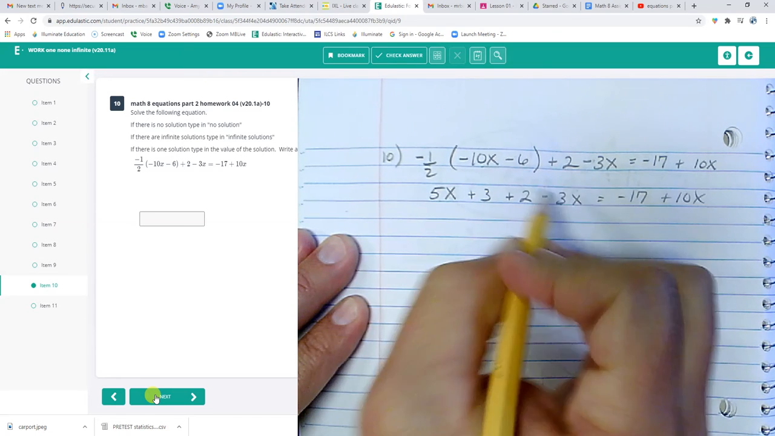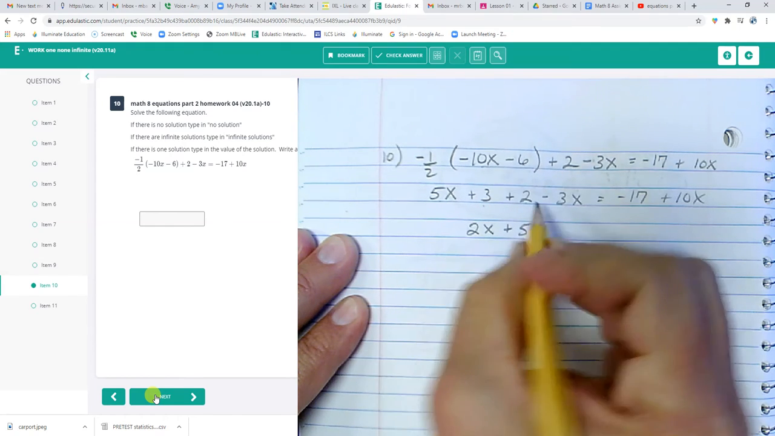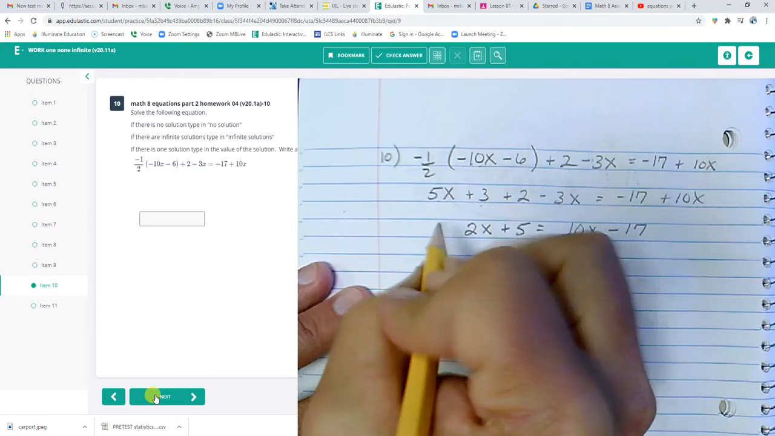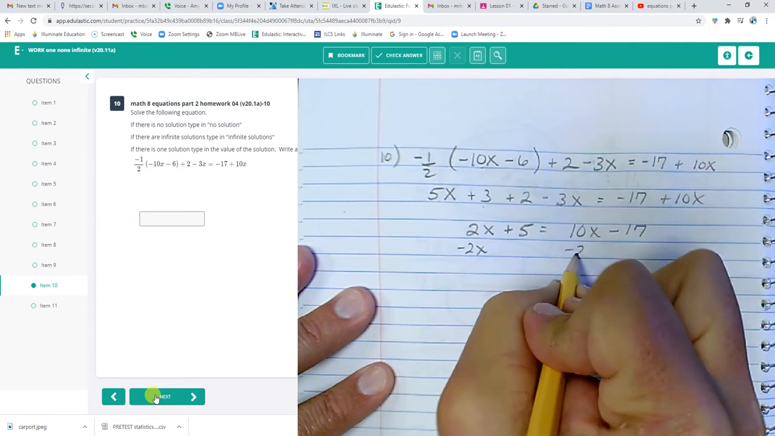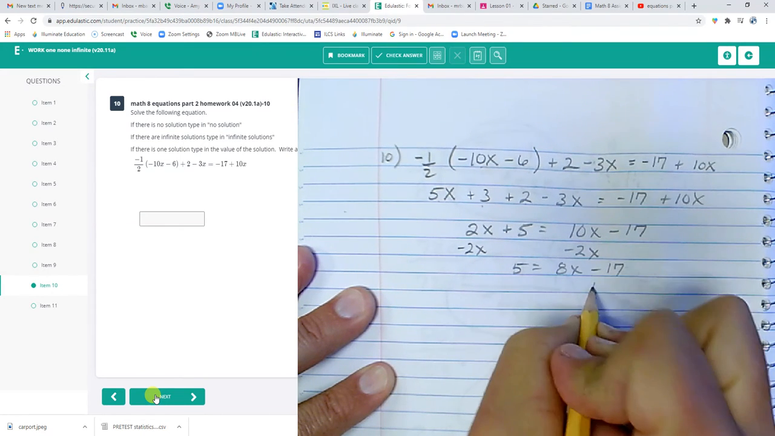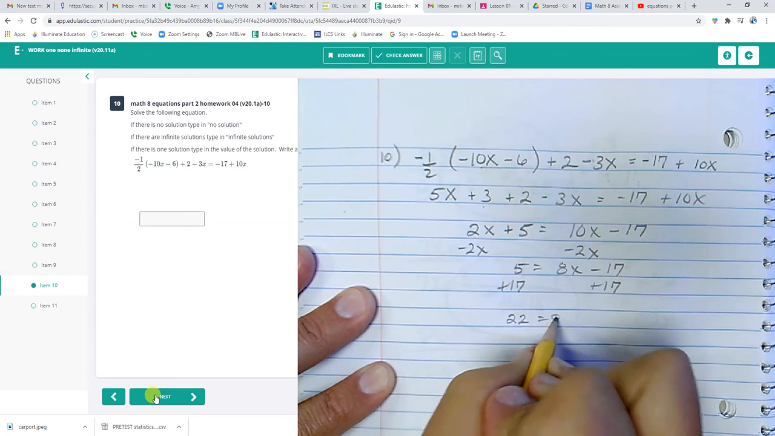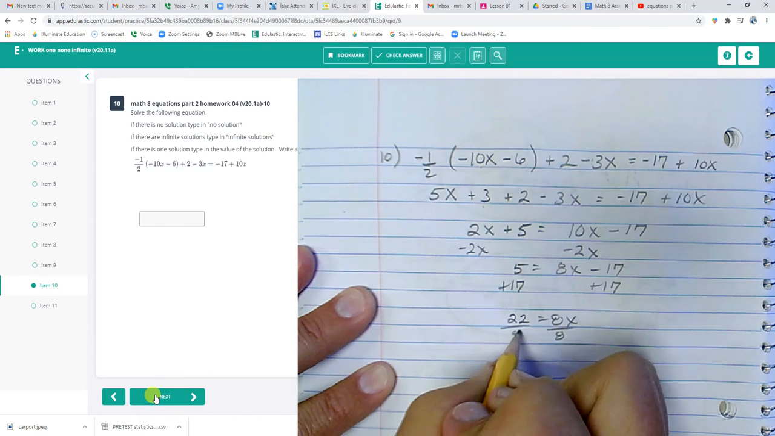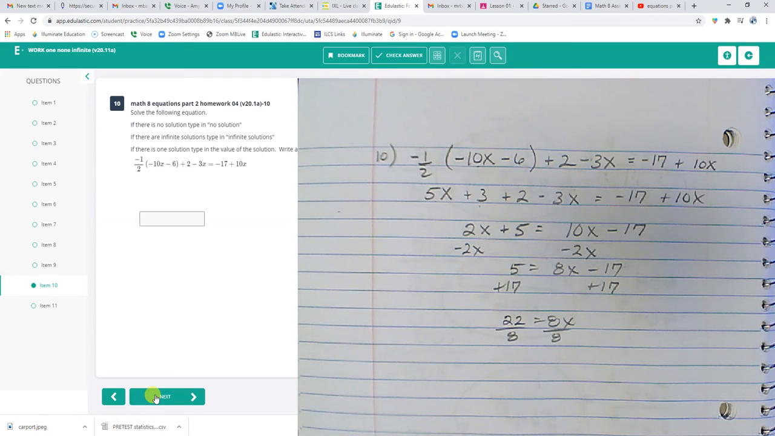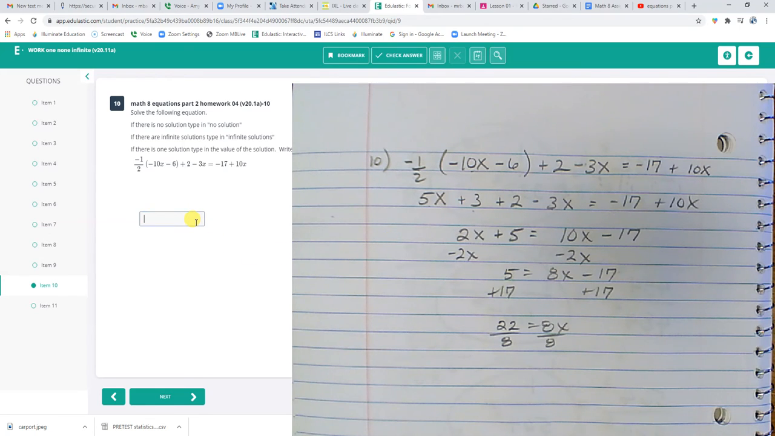5x minus 3x is 2x. 3 plus 2 is 5. Just reordering that, I like to have the x's come first. Subtracting 2x from both sides. 5 equals 8x minus 17, adding 17 to both sides. 22 equals 8x, dividing both sides by 8. So I get 22 divided by 8, 2.75. Nearest tenth would go to 2.8.